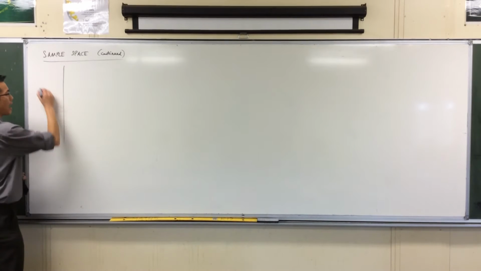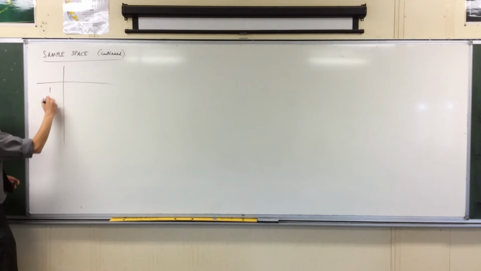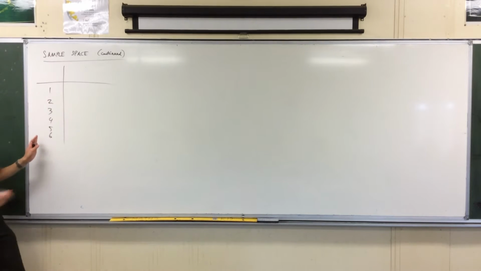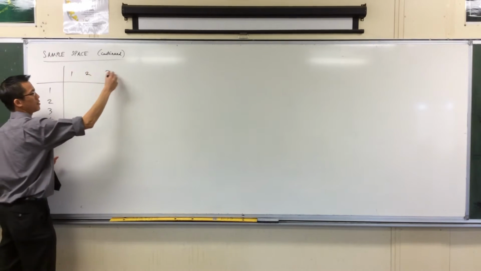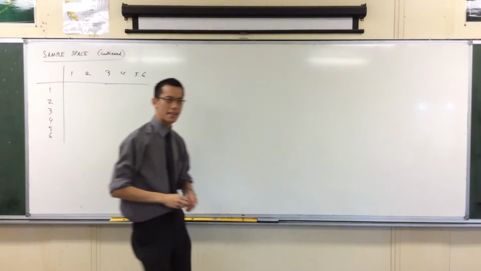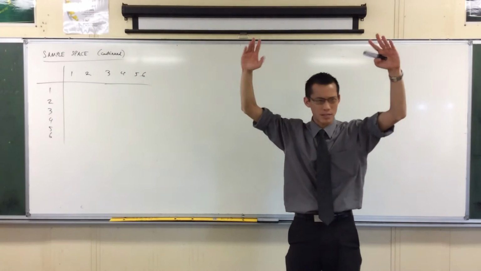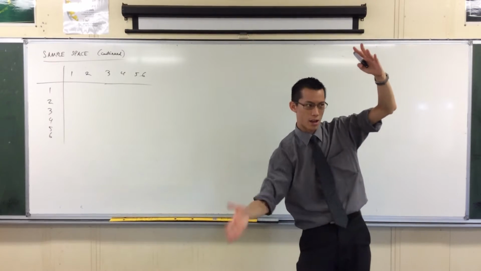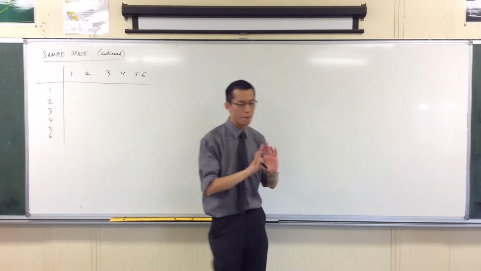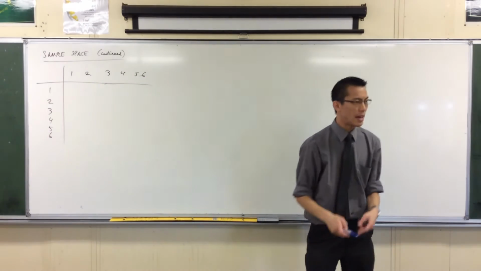So you should all have this diagram here. Okay, we had our numbers along this side, and then we had our numbers across the top. And from memory, I think our numbers across the top were the blue die, was that right? Yeah. And the green die along the side, okay?